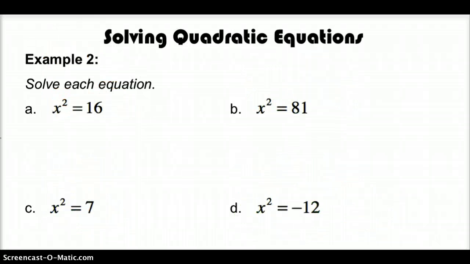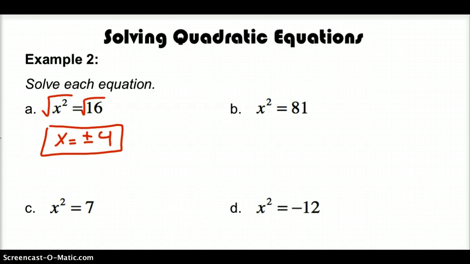In this one we have x squared equals 16. Our constant on the opposite side of x squared is positive, so there will be 2 solutions. When we take the square root of each side, x equals plus or minus the square root of 16, which is just 4. So this would be our final answer. Looking at part B, this time I have x squared equals 81. Since 81 is a positive number, I know that we'll have 2 solutions here. So I will take the square root of each side by saying x equals plus or minus 9.